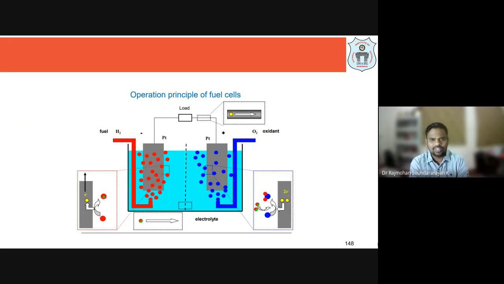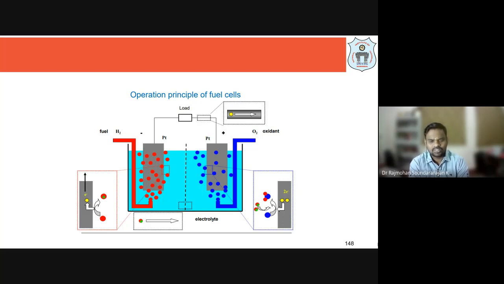In the anode, we are supplying the hydrogen. We have a cathode, we supply the oxygen, and it is separated by an electrolyte. What is happening when these fuels are being continuously supplied? The electrons are flowing through the external circuit. The reaction is taking place: hydrogen becomes H plus, and electrons flow through the external circuit.